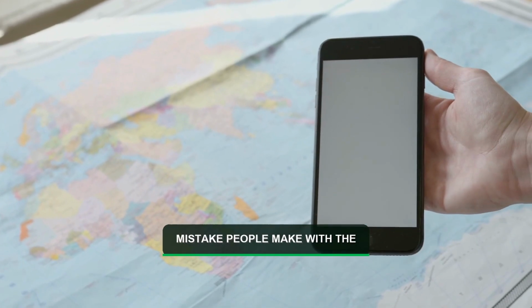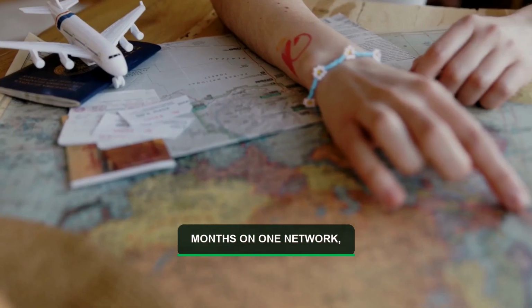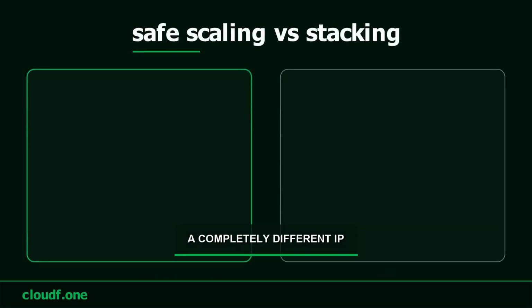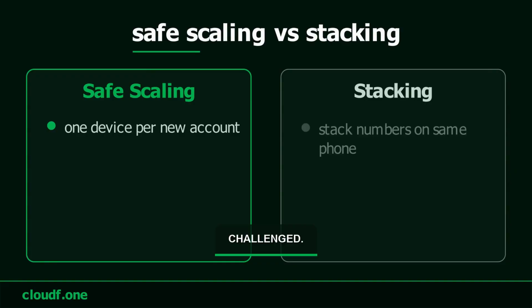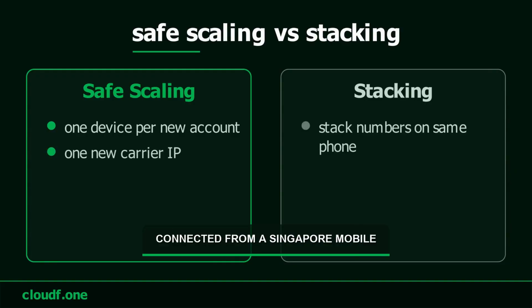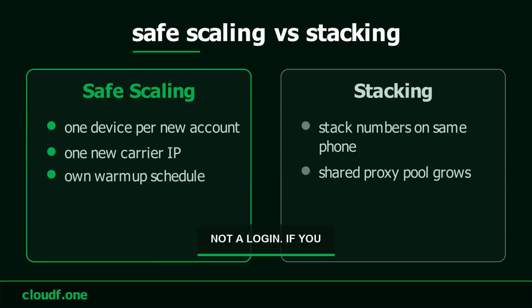There is also a mistake people make with the number itself. They age an account for months on one network, then suddenly move it onto a completely different IP in a different country, and they wonder why it gets challenged. Telegram watches continuity. A number that has always connected from a Singapore mobile network and then appears on a random data center address overseas looks like a takeover, not a login.